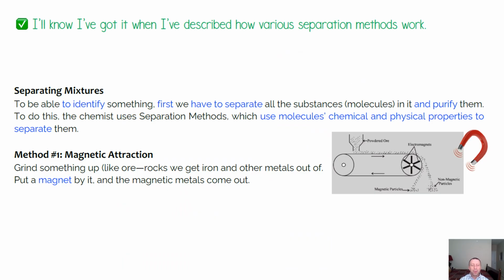So one of your separation methods, super simple, is magnetic attraction. You could grind up ore, which comes from mines and is where we get metals and other minerals. If we're trying to get a magnetic metal out of it, like iron, we could just grind up the rock and put a magnet by it, and the pieces of iron will hopefully come out.